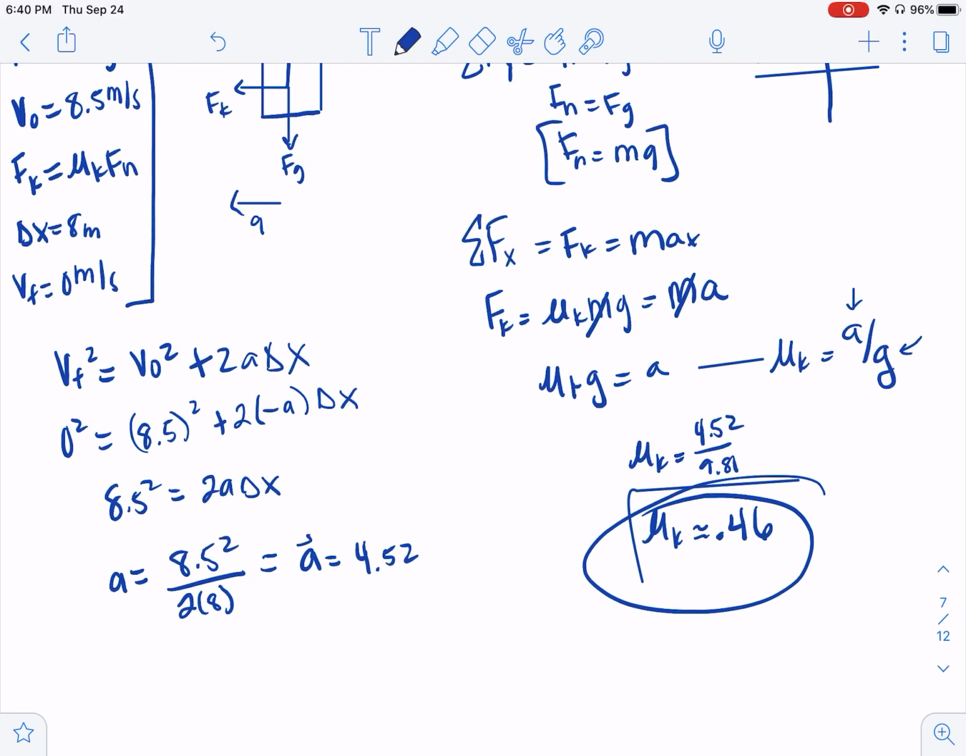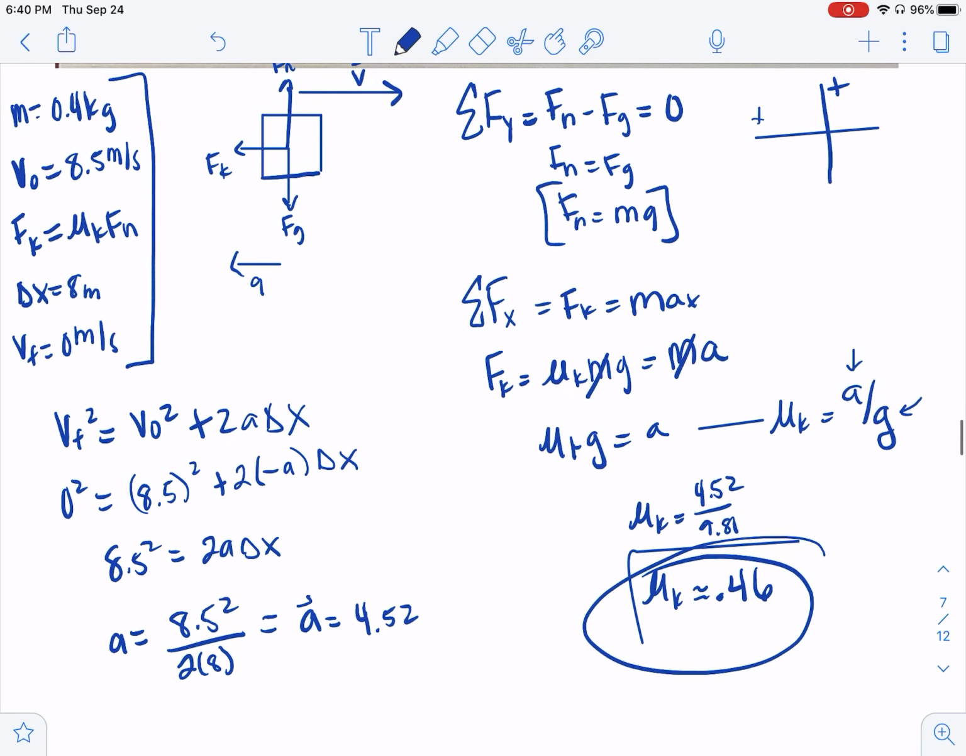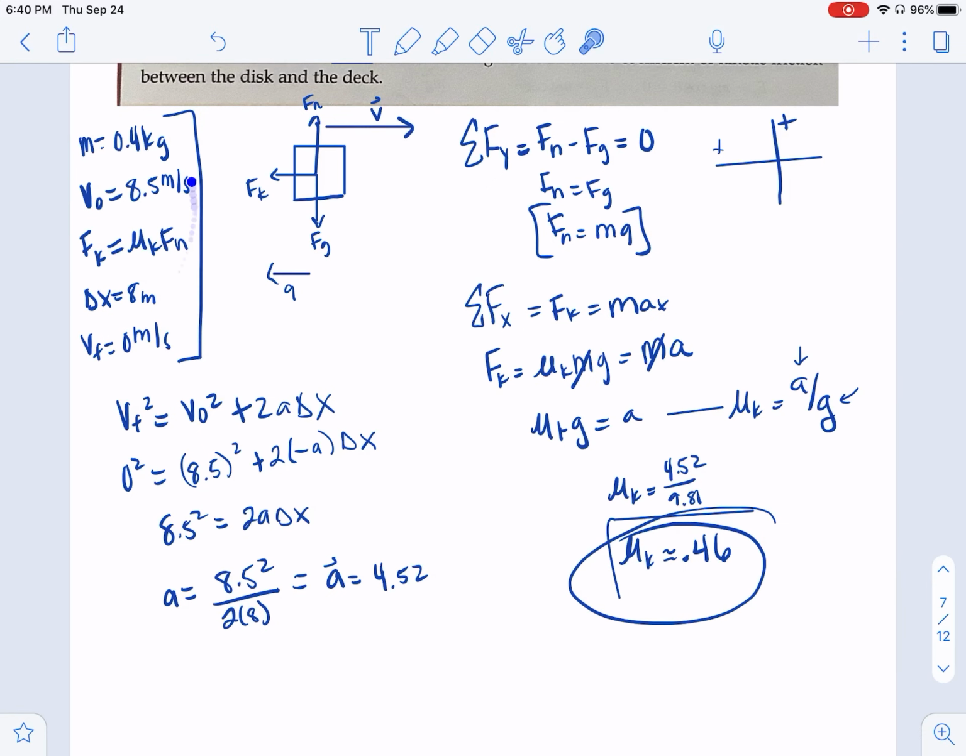There we go. We'll just circle it. That works. So here's our final answer. So once again, I listed my notes. I did a free body diagram. I did a sum of forces in the y direction, a sum of forces in the x direction.